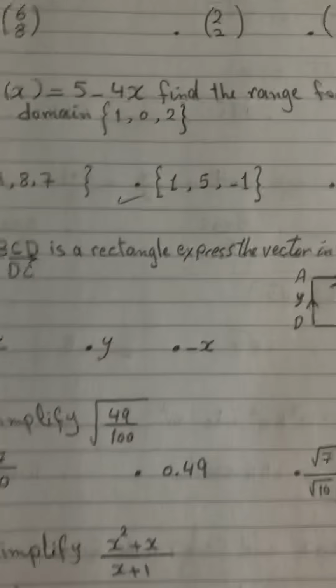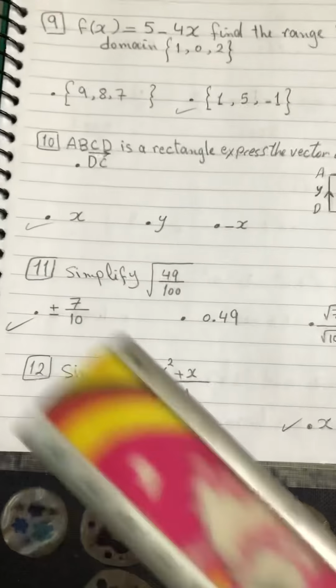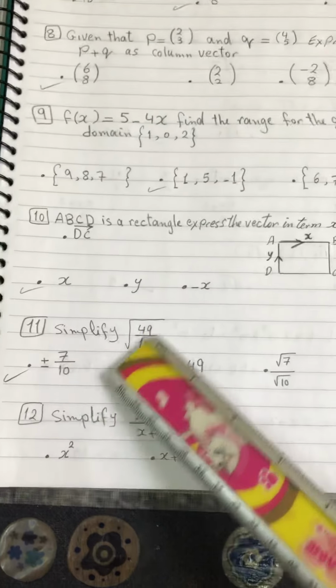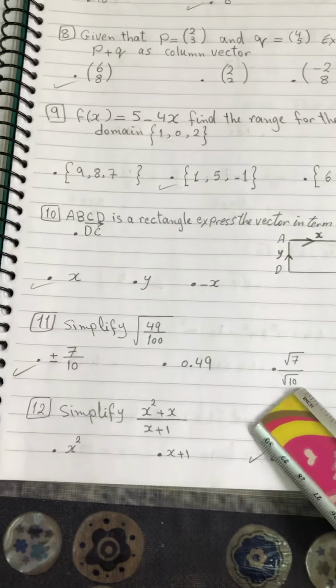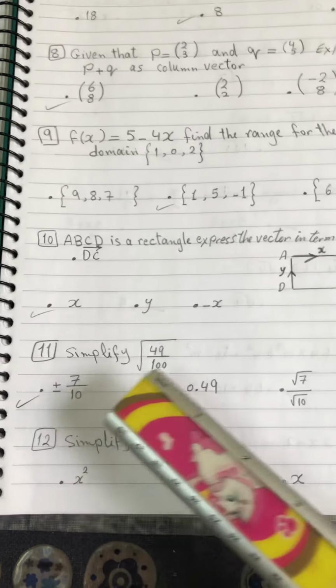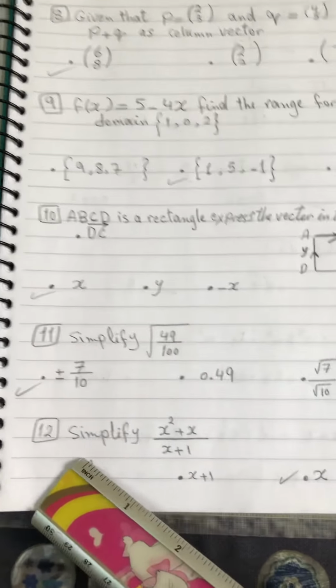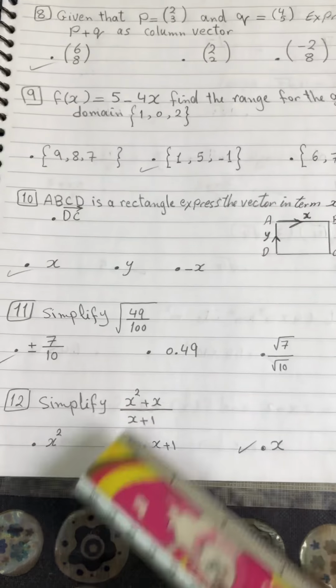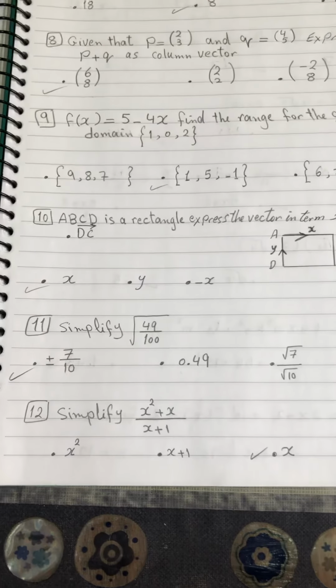Like this. We stopped here. Okay, simplify square root 49 over square root of 100. As a choice, I'll give you choices. So square root of 49 equals 7 and square root of 100 equals 10. Simplify, as I said to you, factorize first and start to simplify. You will get x.